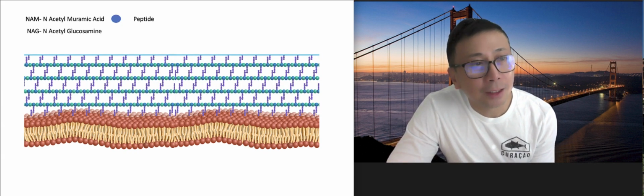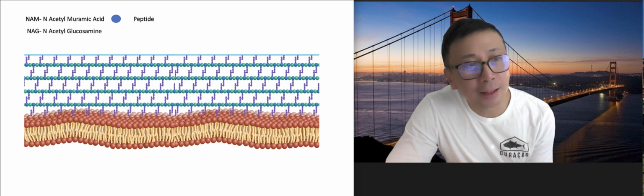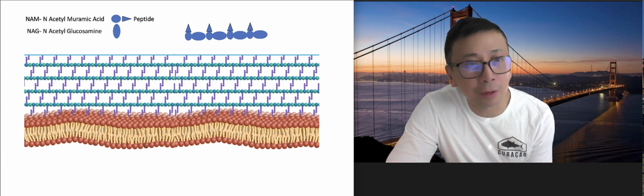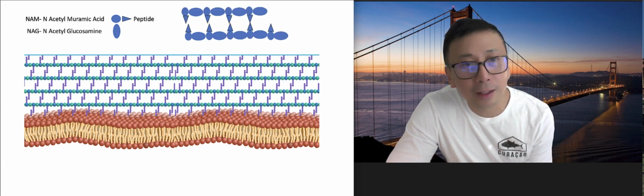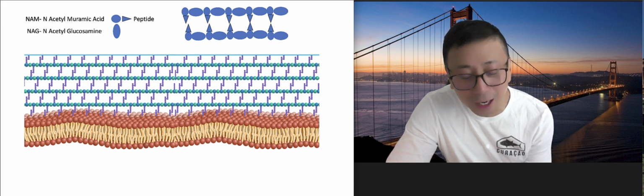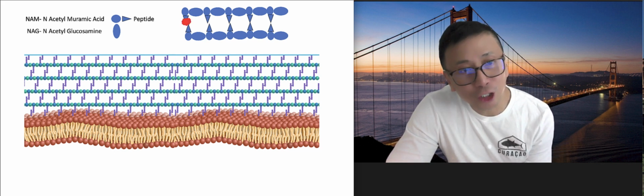Let's go back. So this is your NAM, your acetylmuramic acid, and this is your NAG, your glucosamine, and I told you about the peptide. So this is how it forms. And we talked about this already, right? Your glycosylation and your transpeptidation. There you go.